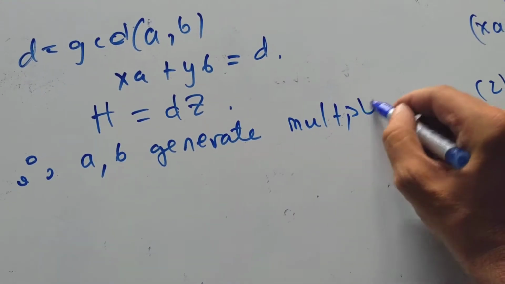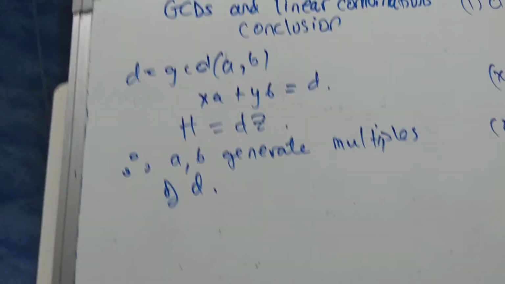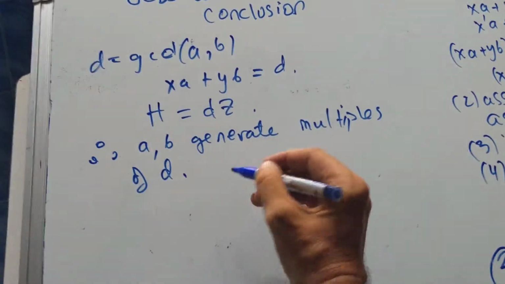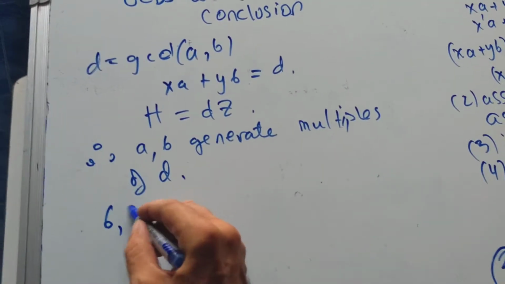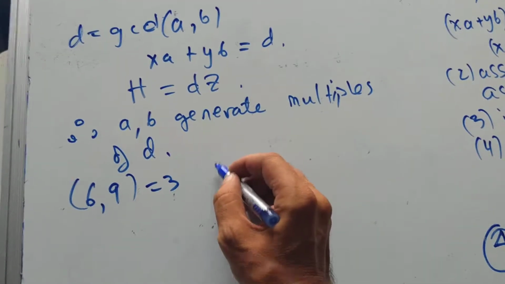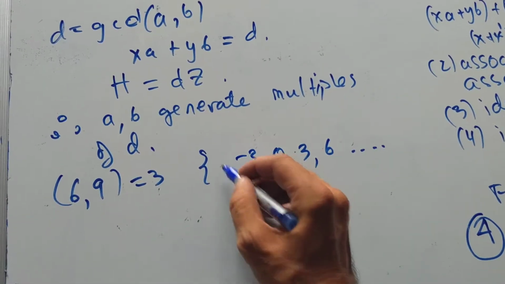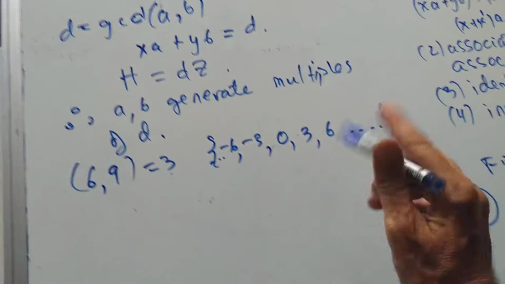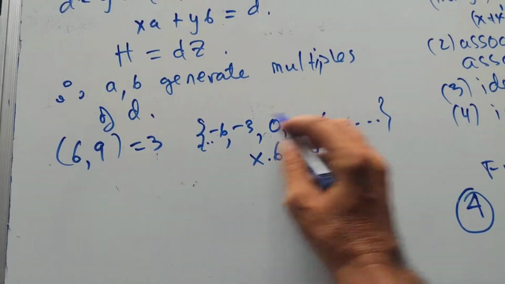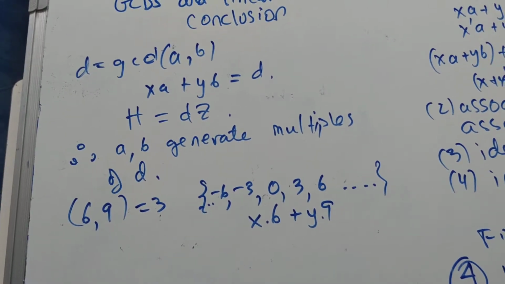So therefore, A and B generate multiples of D. For example, if two numbers have a GCD of 3, like 6 and 9, the GCD here is 3. All the linear combinations of this will generate multiples of 3: 0, 3, 6, and minus 3, minus 6. If I take every possible linear combination, x times 6 plus y times 9, I'm going to get the set of multiples of 3. That's very interesting. You should think of it that way.